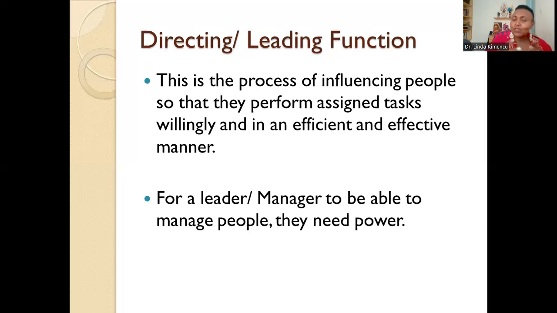So for you to be able to influence people, because leadership is about influence, to perform their assigned tasks, remember, in planning we set objectives, we organized some tasks in the organizing role, and we have staffed. So these people whom we have staffed must perform the tasks we identified in the organizing function in a willing, efficient and effective manner, and then you need to have some power. You need power. And sometimes power is depicted in a negative way, but power is what runs the world.